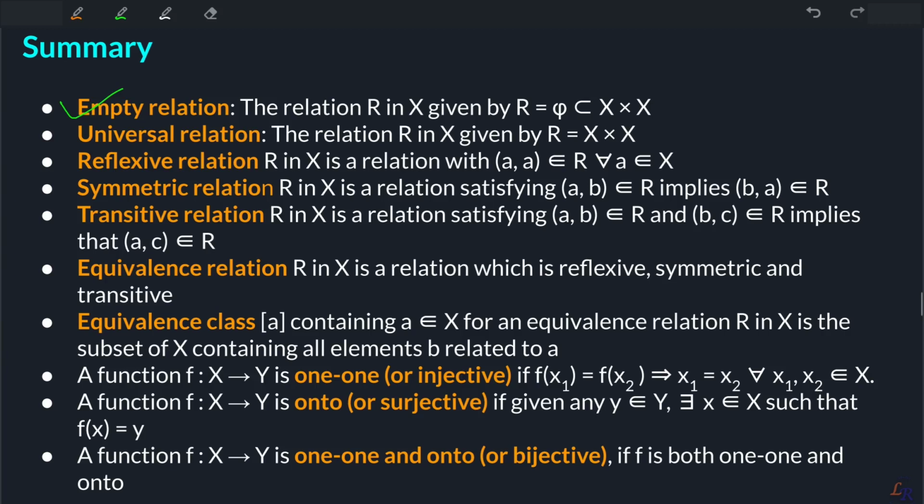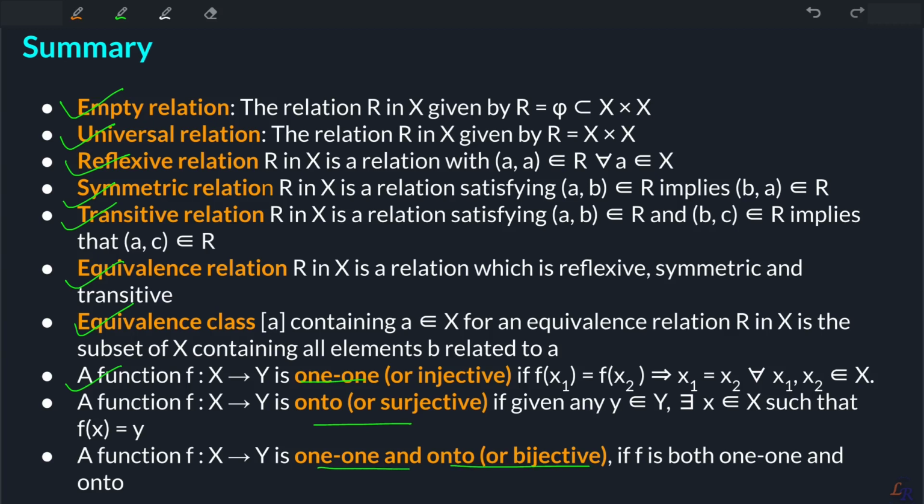We have studied the empty relation, a relation R in X given by R is equal to the empty set, which is a subset of the Cartesian product of the set X. And we have also studied the universal relation, which is a relation in X given by R is equal to the Cartesian product X cross X. We have seen reflexive relation, symmetric relation, transitive relation, equivalence relation, and equivalence class, which we check with 3 conditions. Also we have seen 3 types of function: the one-one function, onto function, and one-one and onto function.